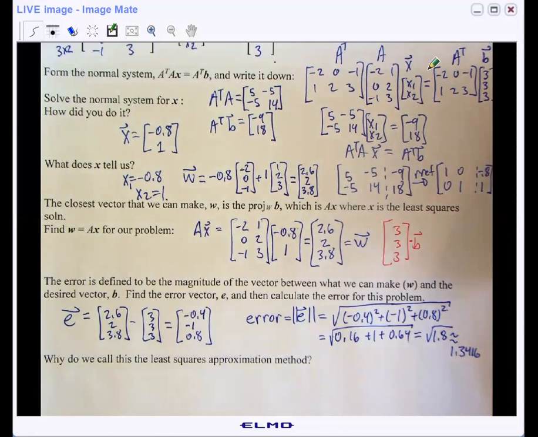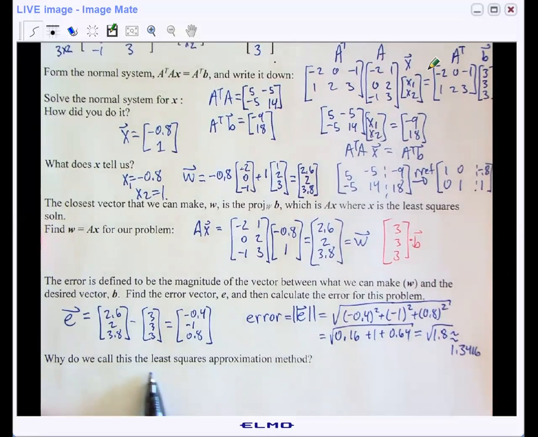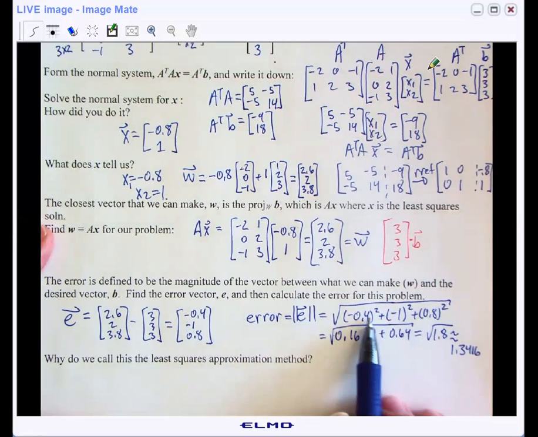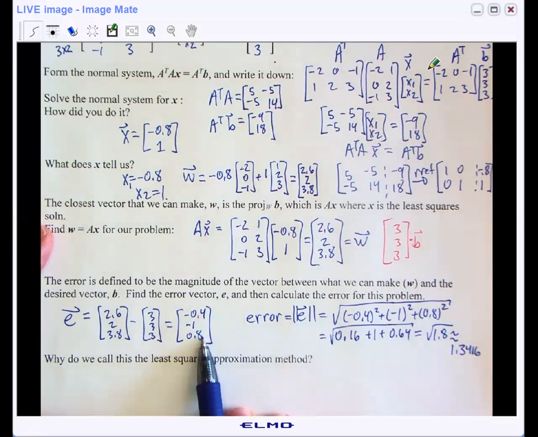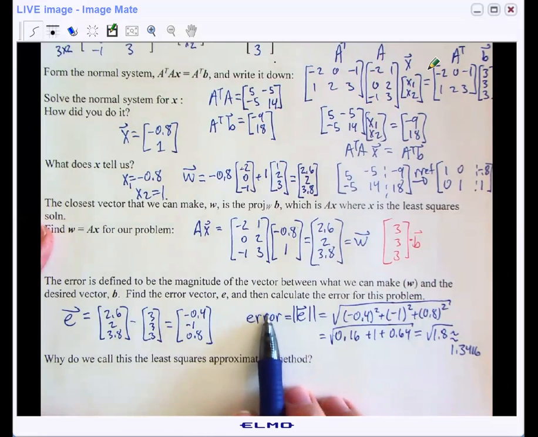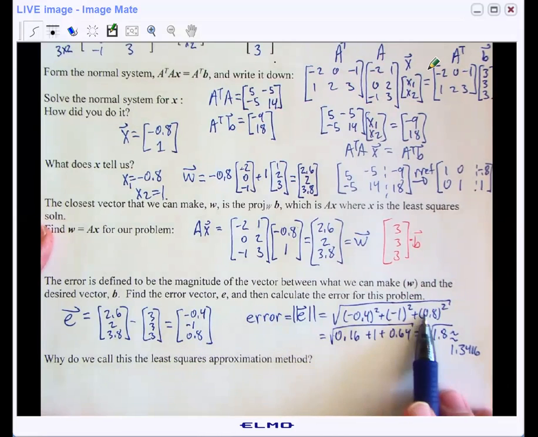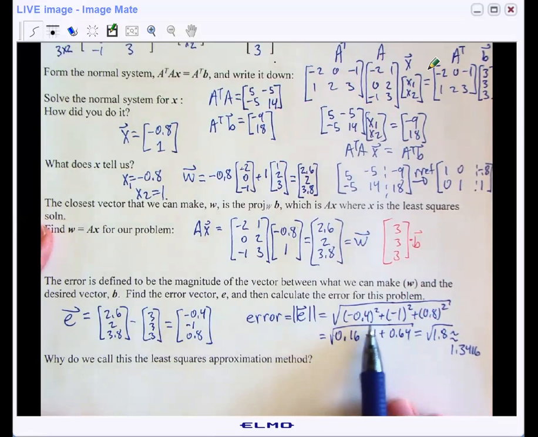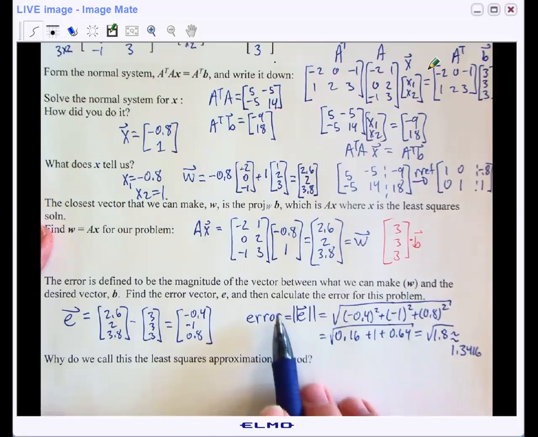And we're back for part 3 of the least squares approximation. Why do we call this the least squares approximation method? Well, the reason is when we find the error, it's the magnitude of the error vector, which using the Euclidean inner product is the sum of the squares of the components of the error vector. And so to make the error the smallest, we're trying to make the sum of the squares the least. So the squares of the components, we want those to be the least. Therefore, the least squares gives us the minimum error and therefore the closest vector.